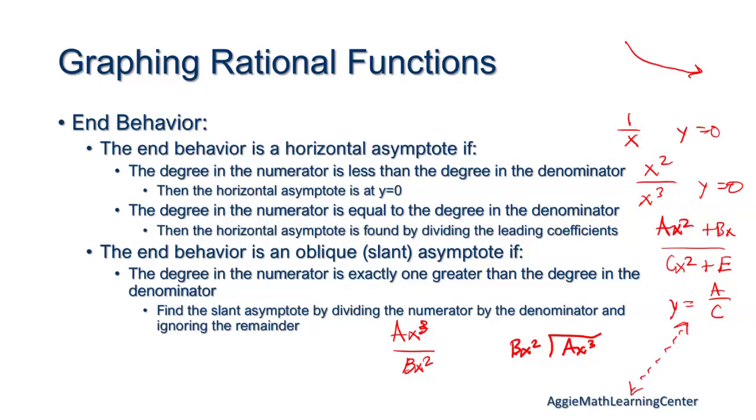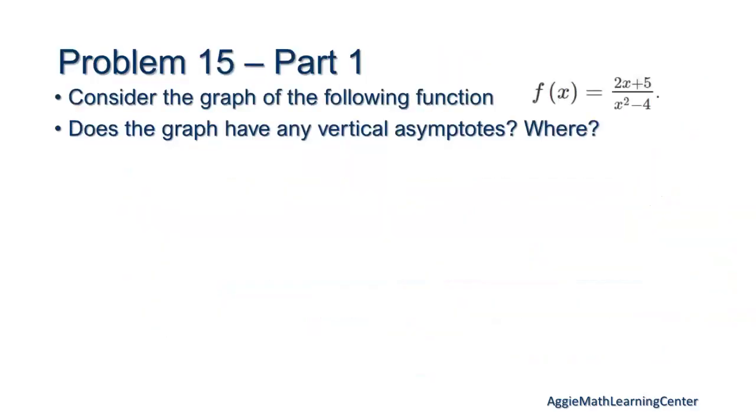So it would be slanted or oblique. An example of this is this problem. First of all, we're going to go vertical asymptotes. If we factor out the bottom, we have our function f of x. Our top is 2x plus 5, and our bottom is a difference of squares. So we know that the factors are x plus 2 and x minus 2.